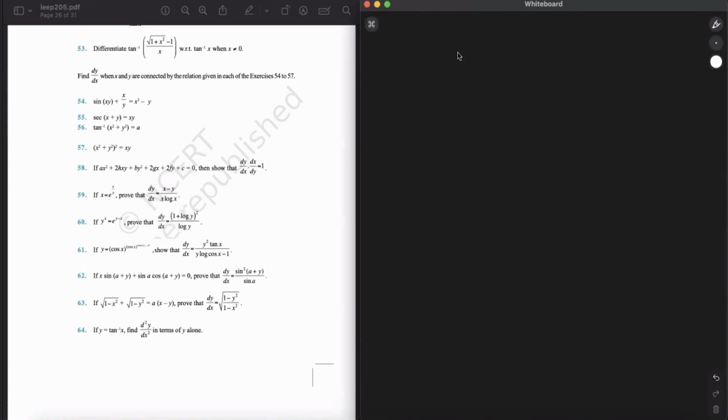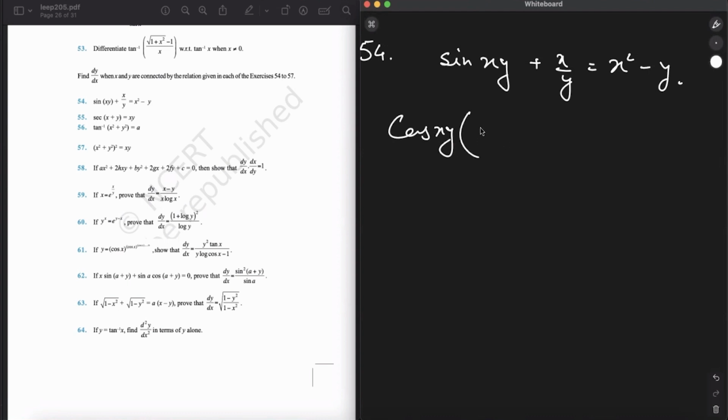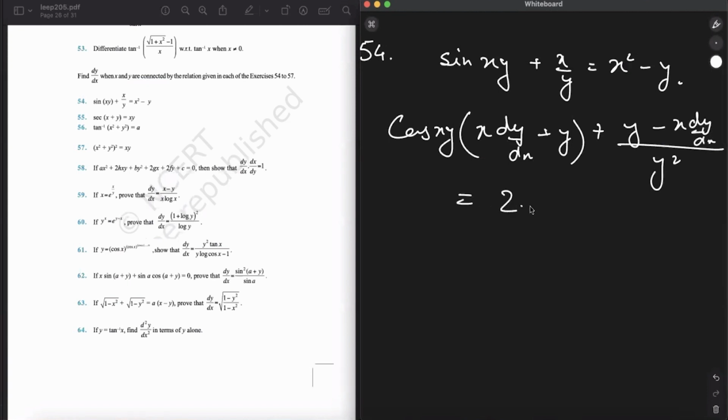Okay, so moving forward, question number 54. Sin xy equal to x square minus y. ठीक है. तो अगर हम लोग ऐसे ही डिफरेंशिएट इसको कर दें, cos xy, एक बार x कांस्टेंट रहेगा तो फिर x dy बाय dx प्लस y, प्लस यहाँ पे बेस में आ जाएगा y स्क्वायर, y माइनस x कांस्टेंट माइनस x dy बाय dx, और दिस इज इक्वल्स टू 2x माइनस dy बाय dx. ये पूरा टर्म तैयार हो गया है.